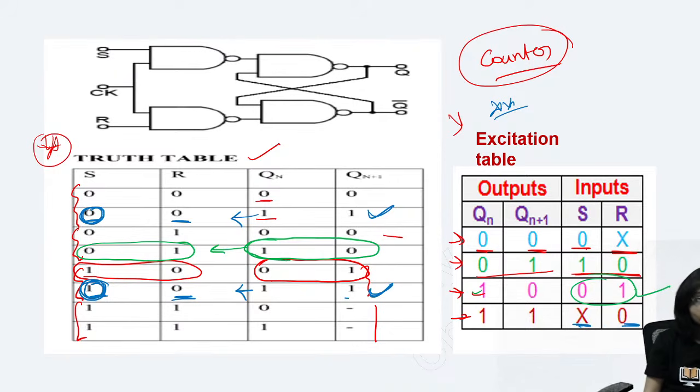Truth table also you have to remember, excitation also you have to remember, because for doing counter questions you need to remember it, and before memorizing you have to understand how it is actually working. Is this clear?